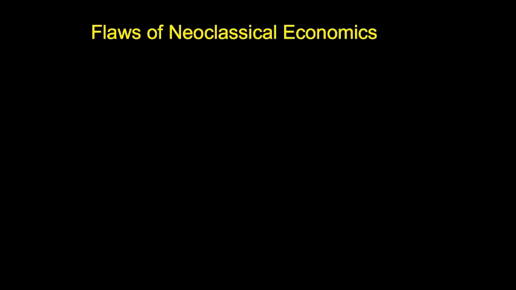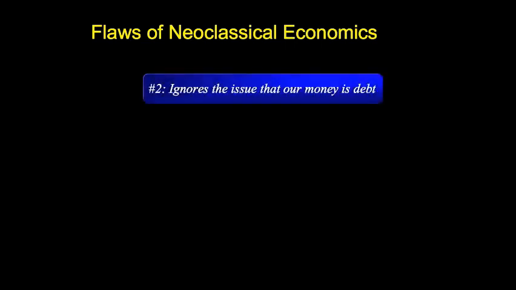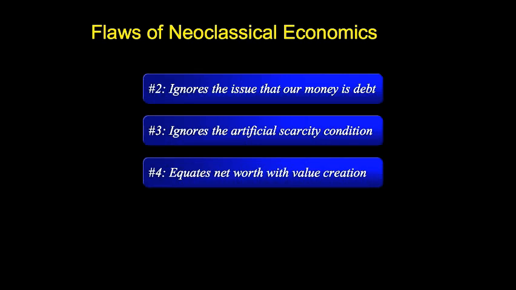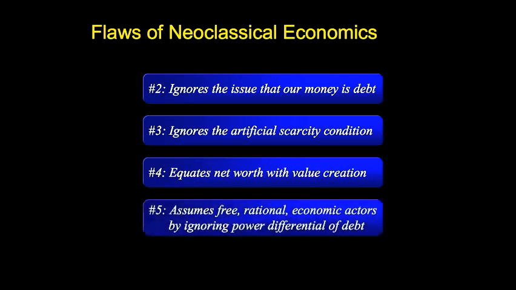And this brings us to more flaws of neoclassical economics. It completely ignores the issue of our money being nothing but debt, which is like ignoring that the sky is blue when you walk outside. It ignores the artificiality of the scarcity condition, and it takes it as a given rather than trying to imagine what another system might look like. It equates net worth with value creation. It assumes a rich guy must have created a lot of value, but we know that's a complete fiction. And it erroneously assumes everyone is a rational, free, equal person within the system by ignoring the power differential caused by the fact that our money is nothing but debt.